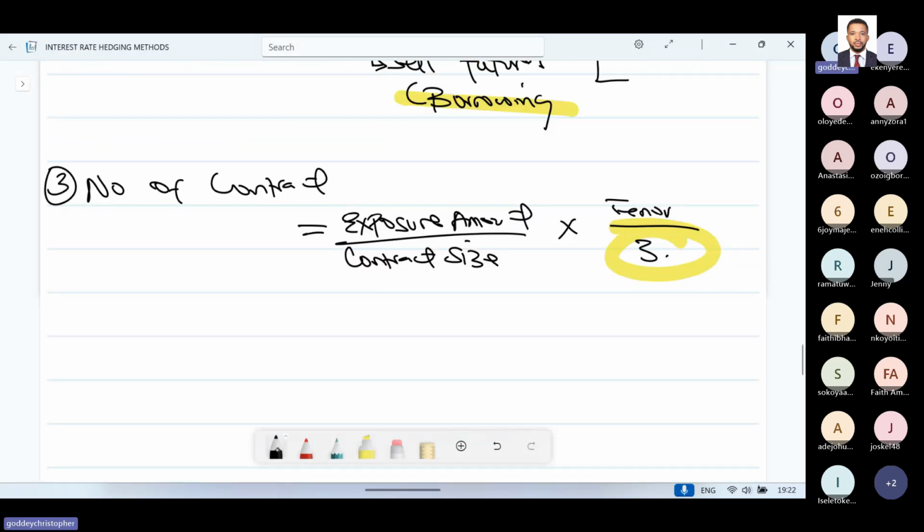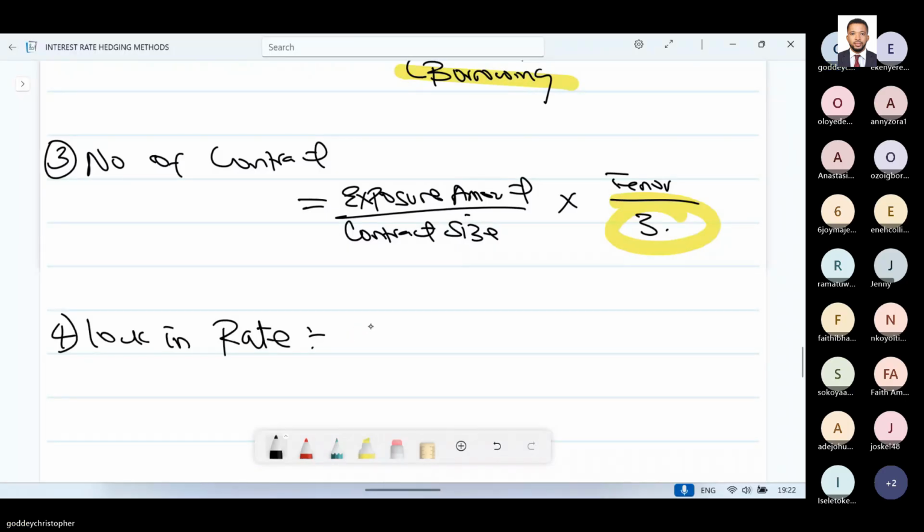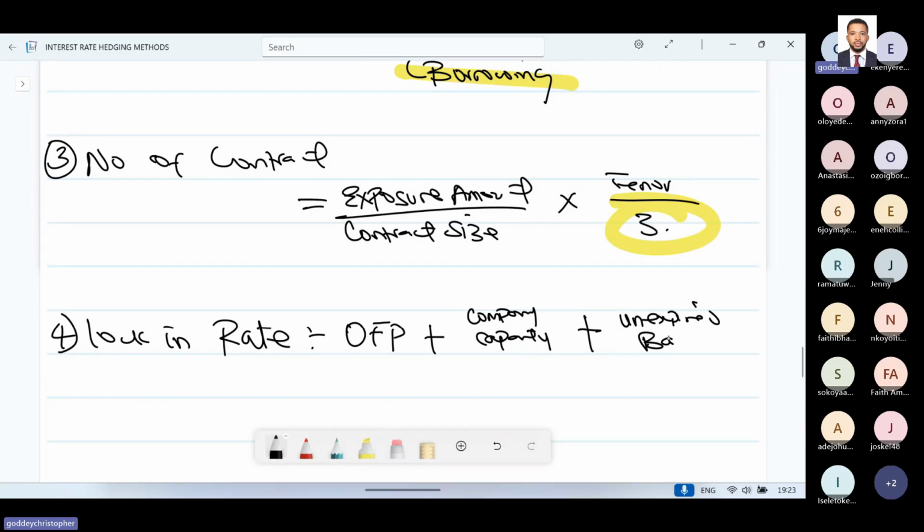All right. So the last thing we're looking at is our locking rate. Our locking rate equals the opening future price. Can we remember? Opening future price. The only addition to this now is the company's capacity. Remember, this is interest now, right? So plus company's capacity, then plus unexpired basis, no thinking, and then you are done.